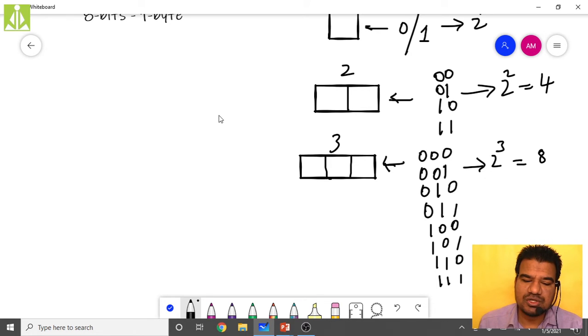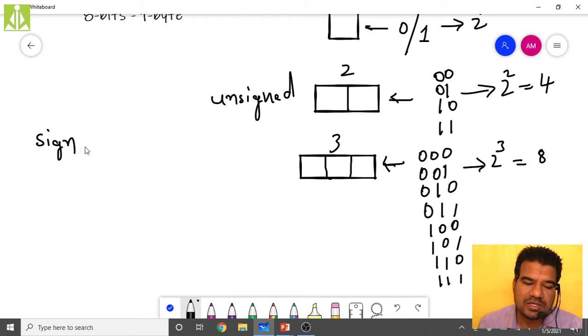So let us suppose you want to maintain the sign as well along with the value. This concept so far is for unsigned. Sign means either positive or negative. Here we have only 2 characters, so we allocate 1 character for positive values and 1 for negative values: 0 for positive and 1 for negative.